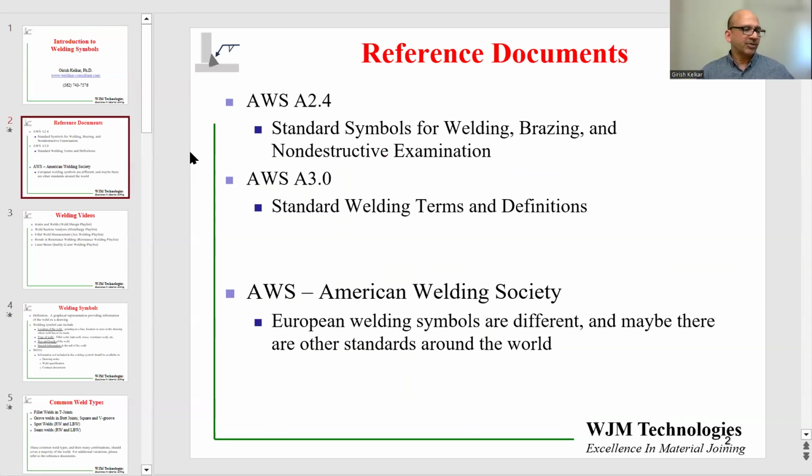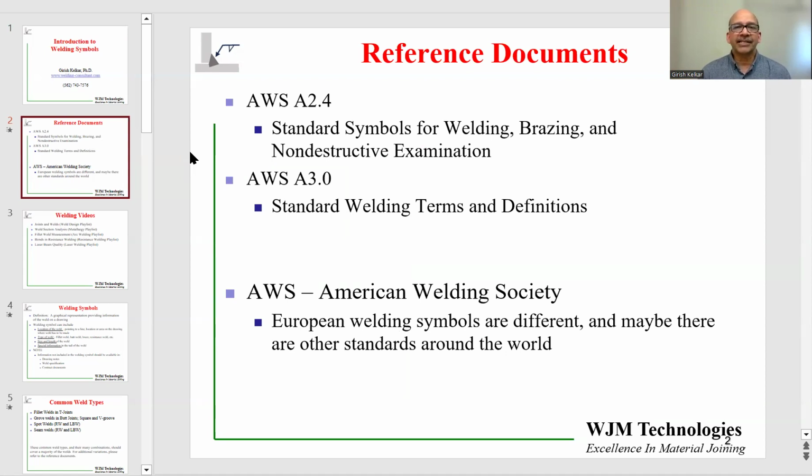In this video, we're going to review welding symbols, and for that, I have used two reference documents. One is AWS A2.4, standard symbols for welding, brazing, and nondestructive examination, and AWS A3.0, standard welding terms and definitions. For those who are new to welding, AWS is the American Welding Society, which is based in the United States and publishes many relevant welding documents, including these two.